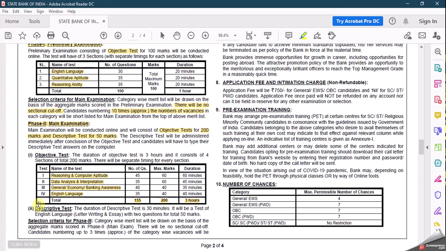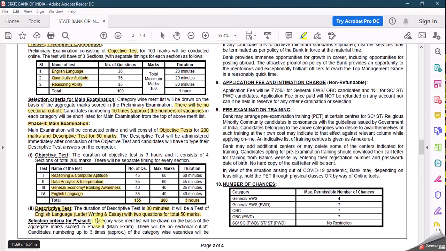You also have to write the descriptive test. The duration of the descriptive test is 30 minutes, and it will be a test of English language. That is, you will have to write a letter and an essay, with 2 questions for 50 marks. One will be for letter writing, another will be for an essay. Some topic will be given and you will have to write the essay on that topic.